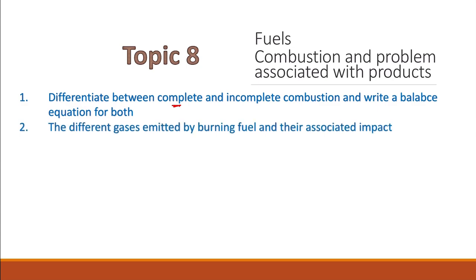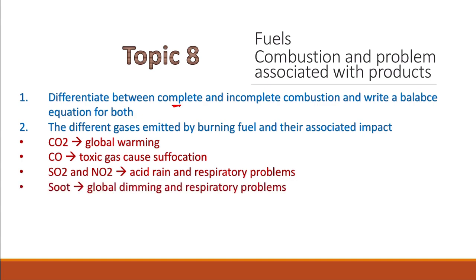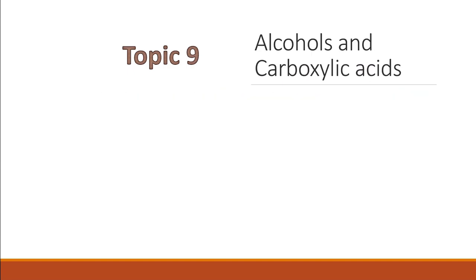You should know the different gases emitted by burning fuel and their associated impact. So carbon dioxide causes global warming. Carbon monoxide, which is one of the products of incomplete combustion, is a toxic gas that causes suffocation. Sulfur dioxide and nitrogen dioxide cause acid rain and respiratory problems. Soot or carbon particulates cause global dimming and respiratory problems.